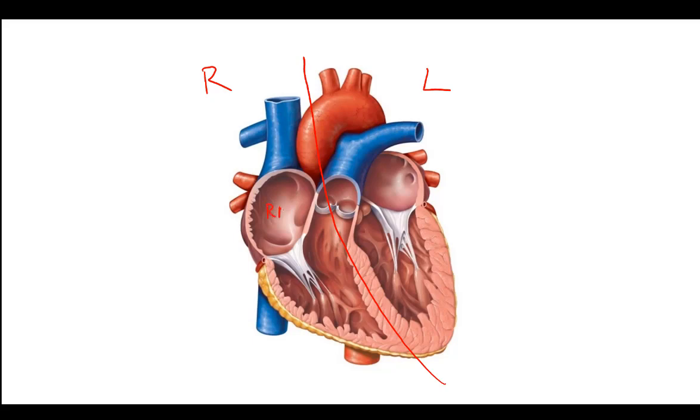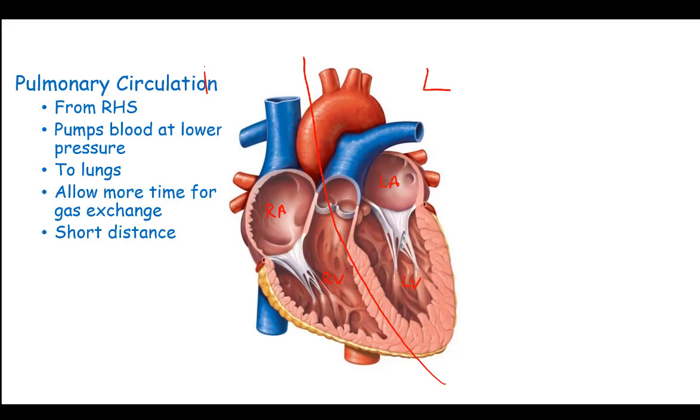So here we have the right atrium, the right ventricle, the left atrium, and the left ventricle. Now, as I said, we've got two circulations, the pulmonary and the systemic circulation. So if we look firstly at the pulmonary circulation, which is from the right-hand side of the heart, it pumps blood at a lower pressure, and this is a fairly standard GCSE point. It pumps blood at a lower pressure because it doesn't have to go as far. So the right-hand side of the heart is only pumping it a short distance, and because it's only going a short distance, it creates this lower pressure.